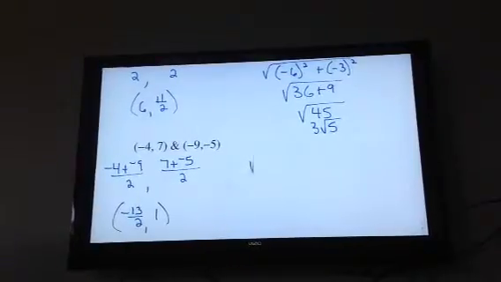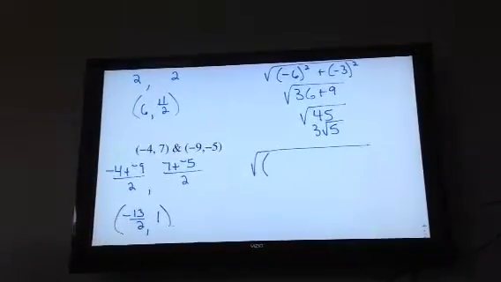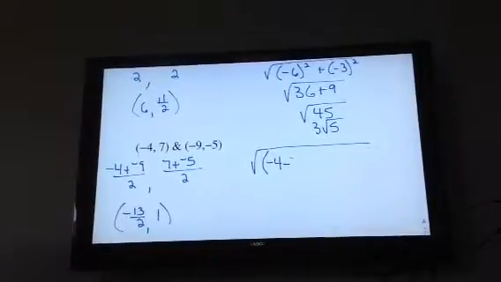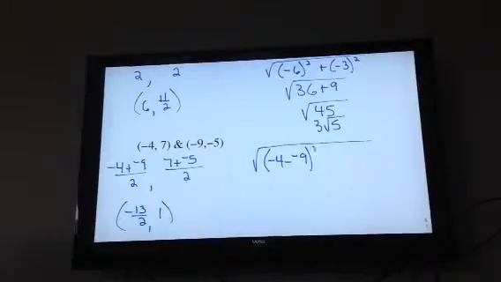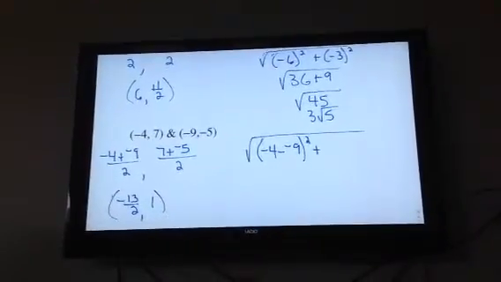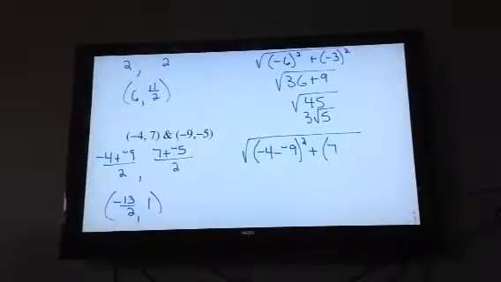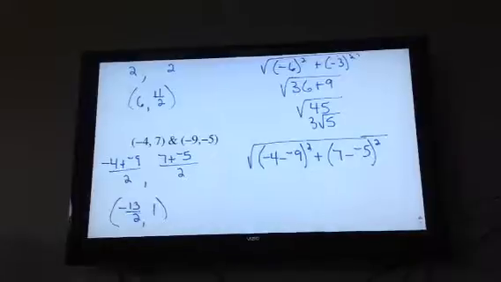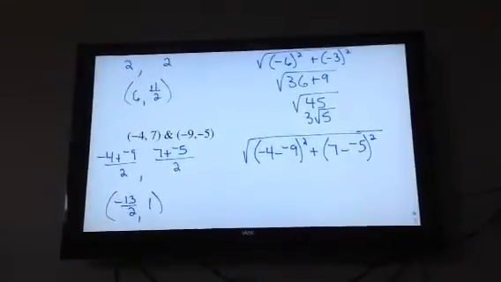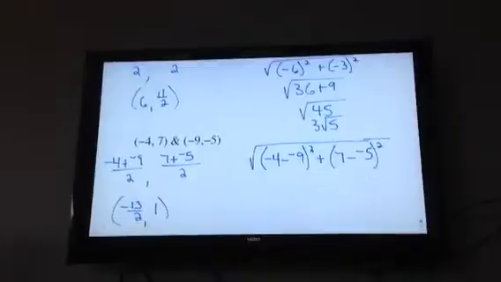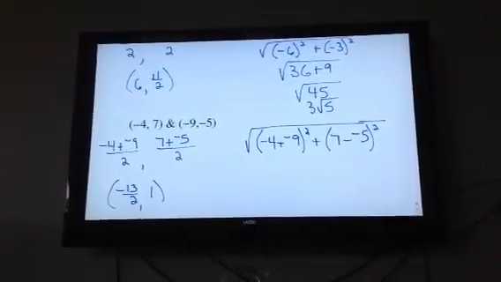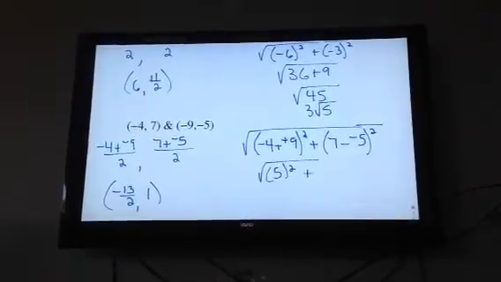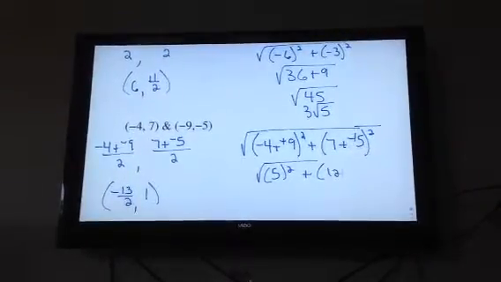And then my distance. X, -4, minus the other x, -9, quantity squared, plus y, which is 7, minus the other y, which is -5, quantity squared. So watch when you're subtracting negatives. Those minus negatives become plus plus. So I get 5 squared plus 12 squared.